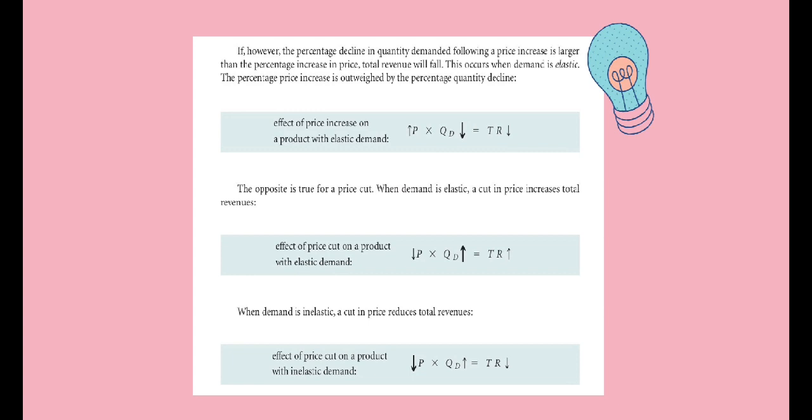The opposite is true for a price cut. When demand is elastic, a price cut increases total revenues. Effect of a price cut on a product with elastic demand: P decreases times Q rises equals TR rising. When demand is inelastic, a cut in price reduces total revenues. Effect of a price cut on a product with inelastic demand: P is decreased times Q, which is increasing, equals total revenue, which is decreasing.